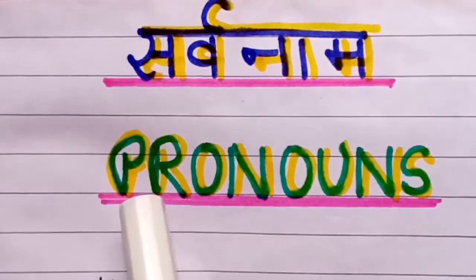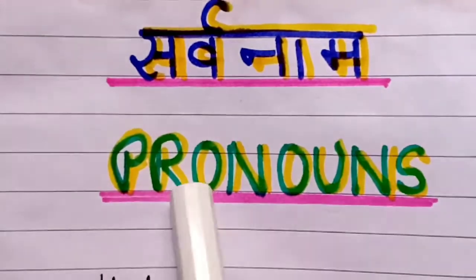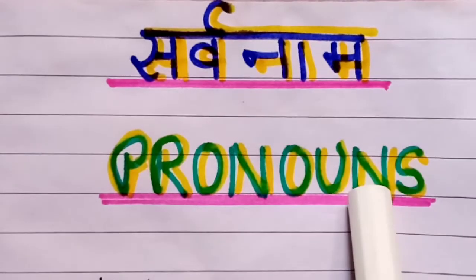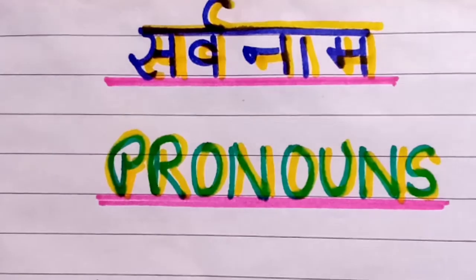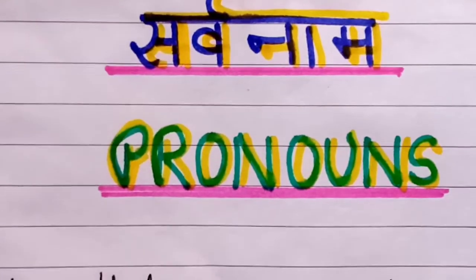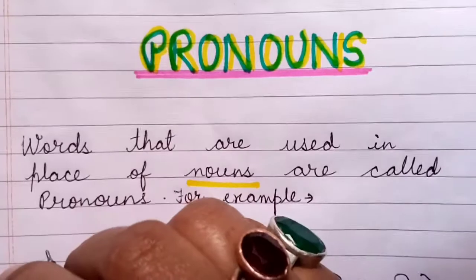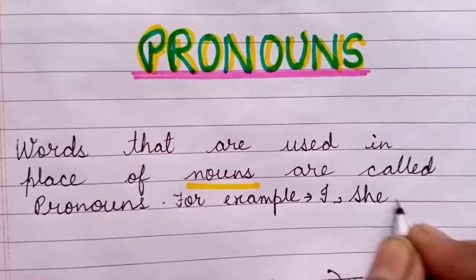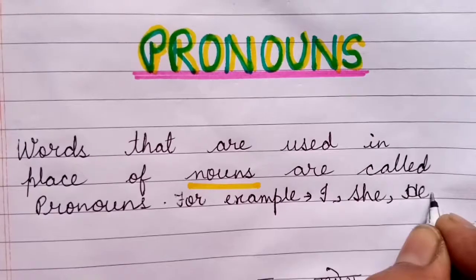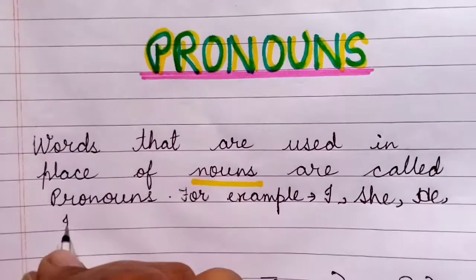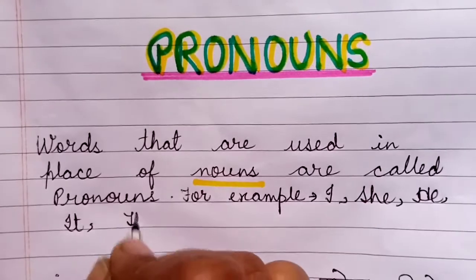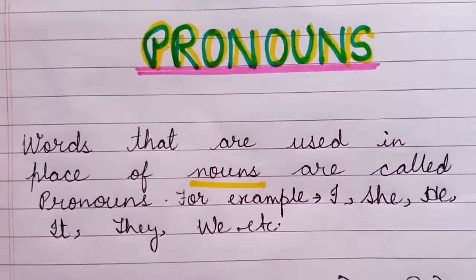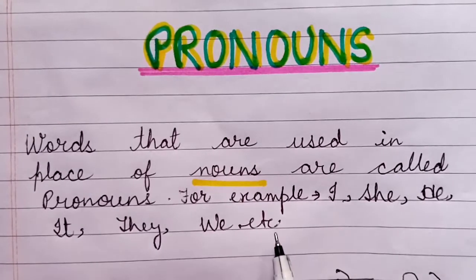So first of all, let's understand through the name. Pronouns. Pro means replacer, means replacer of nouns. Words that are used in place of nouns are called pronouns. For example, I, she, he, it, they, we, etc.